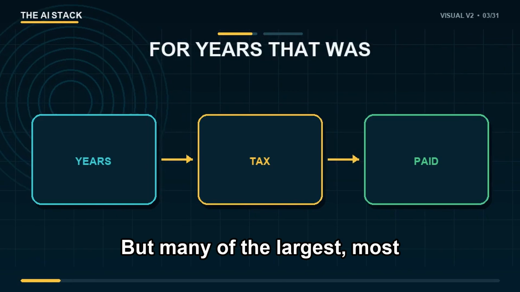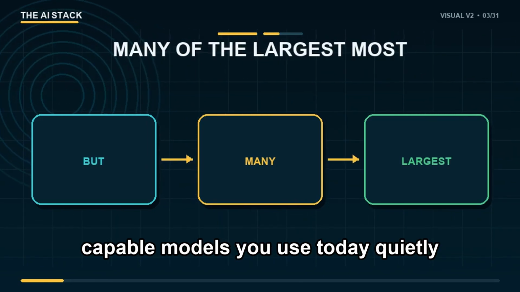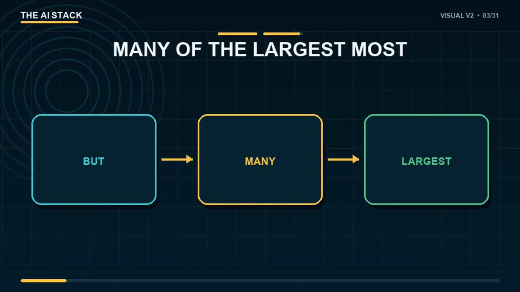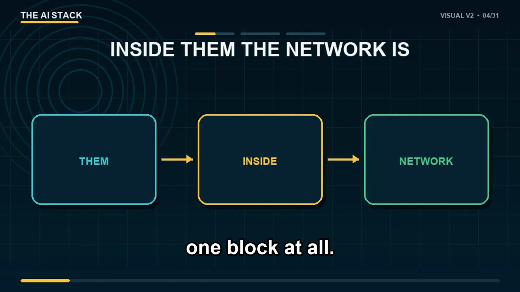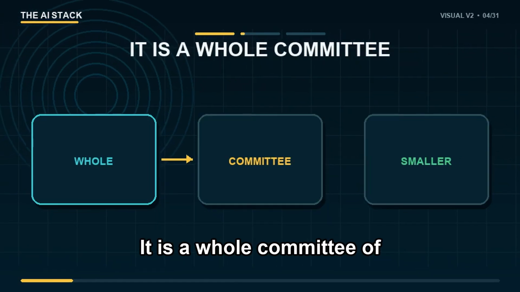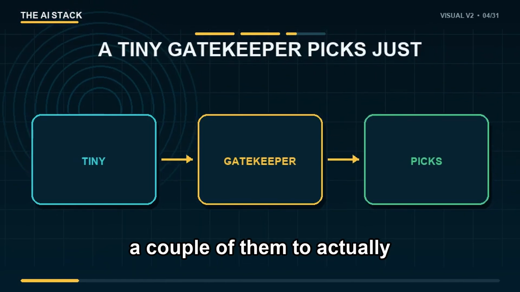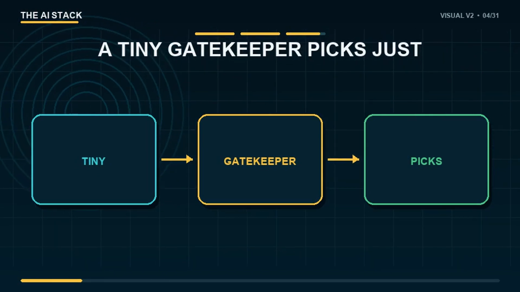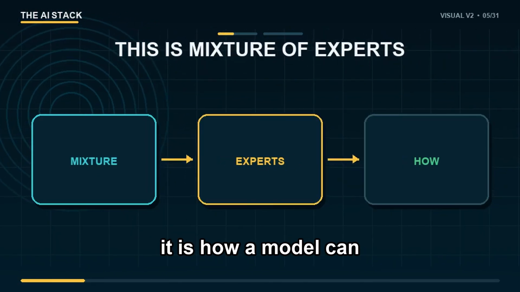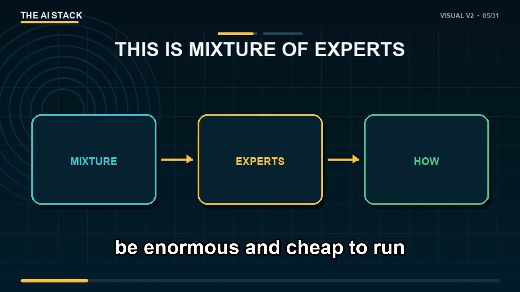But many of the largest, most capable models you use today quietly broke that law. Inside them, the network is not one block at all. It is a whole committee of smaller subnetworks, and for each word, a tiny gatekeeper picks just a couple of them to actually do the work. This is mixture of experts, and it is how a model can be enormous and cheap to run at the same time.